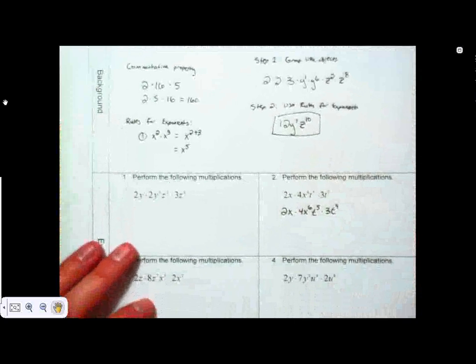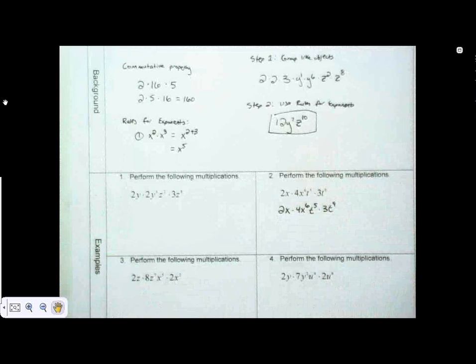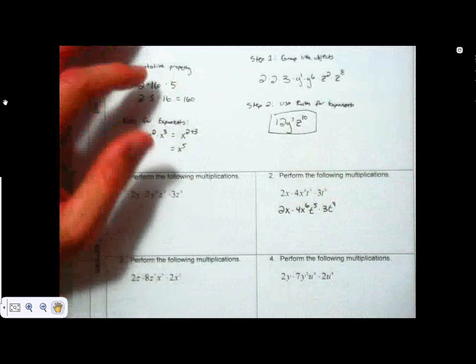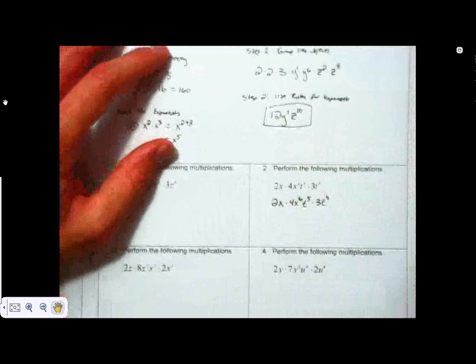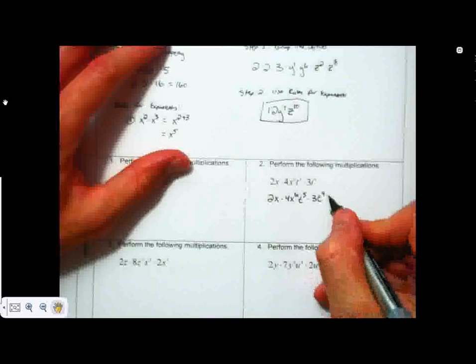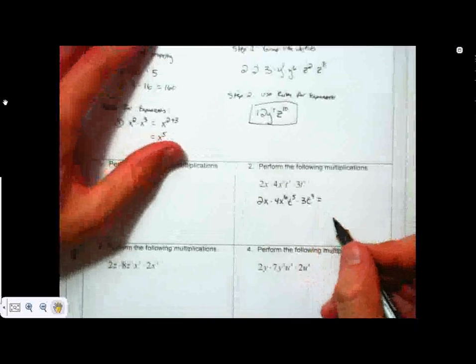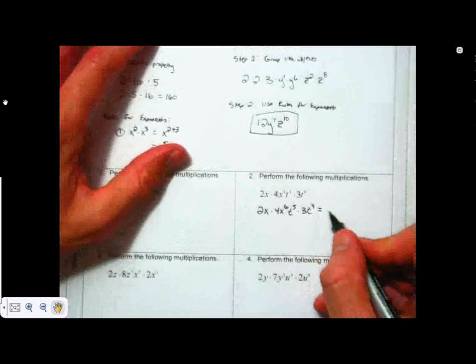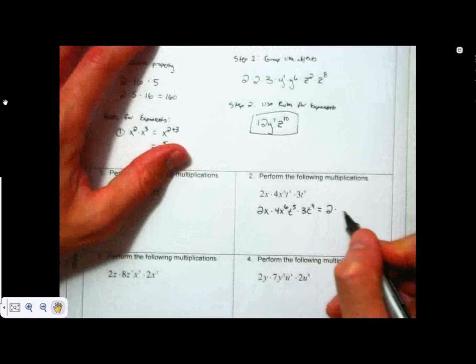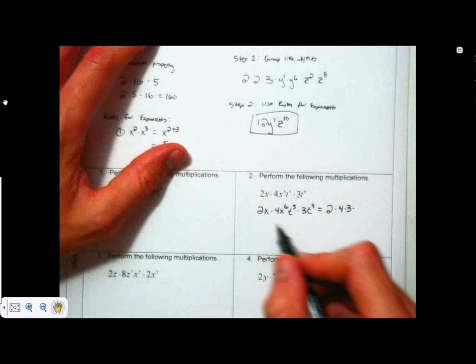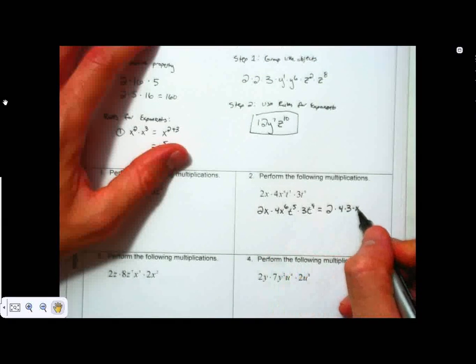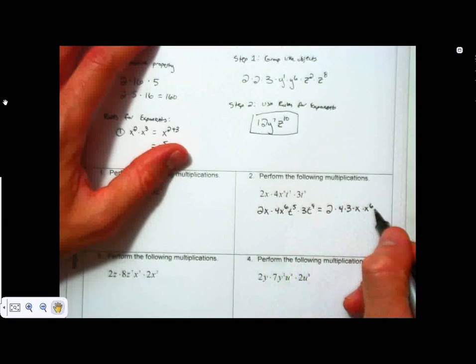Okay, I want you to try number 2. Pause the video and then restart it after you've given it a try. So for number 2, same steps. The first step is to group like objects. So I'm going to put my numbers first. So 2 times 4 times 3. Then I'm going to do my x's. And then I'm going to do my t's.